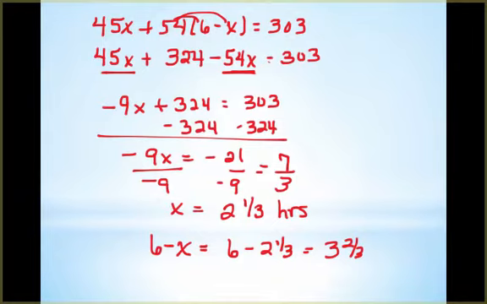Or if we remember that an hour is 60 minutes, 2 1/3 hours would be 2 hours, and a third of an hour would be 20 minutes. For the 45 miles per hour, he traveled for 2 hours and 20 minutes. And then when he was traveling 54 miles an hour, he traveled 3 hours and 40 minutes.